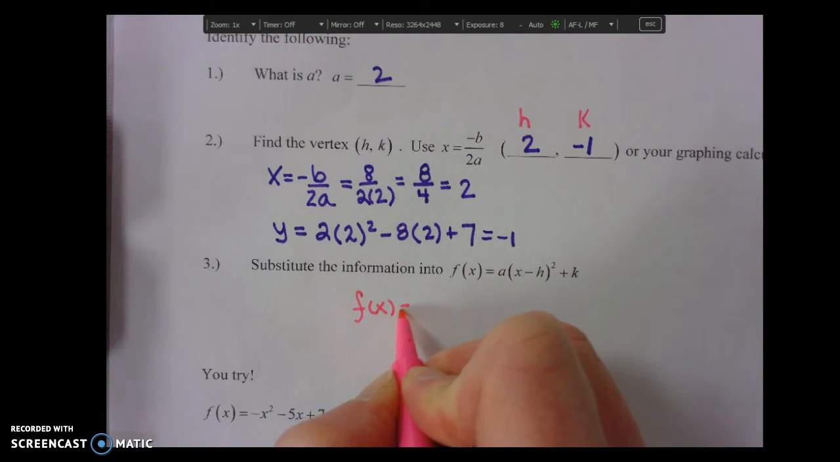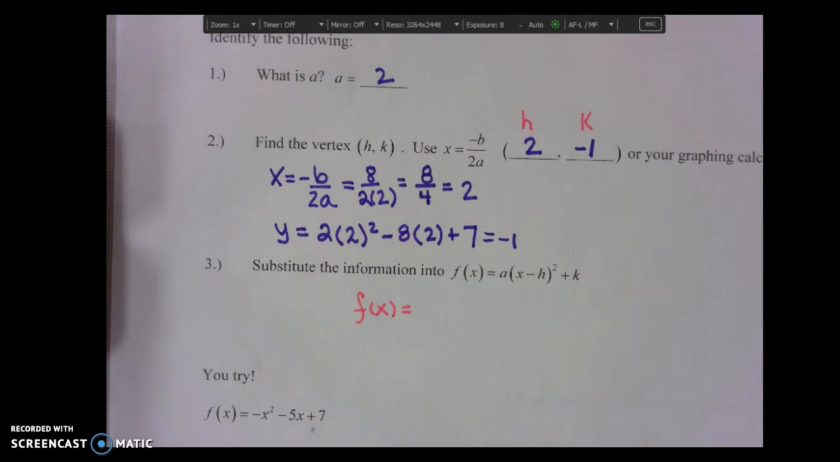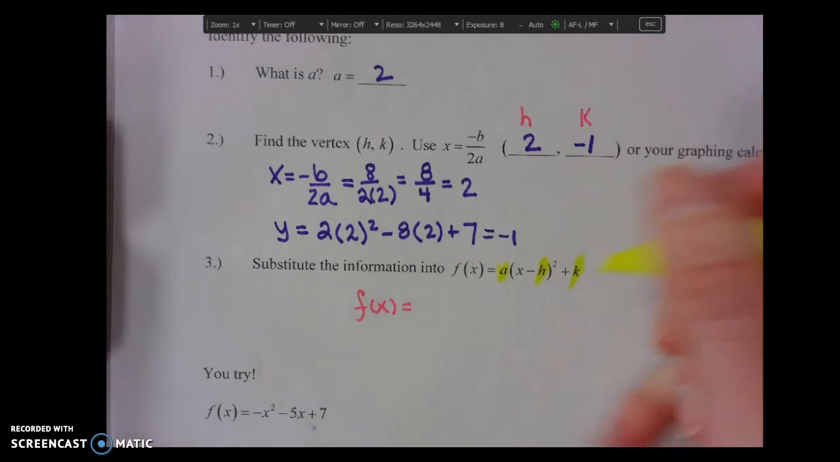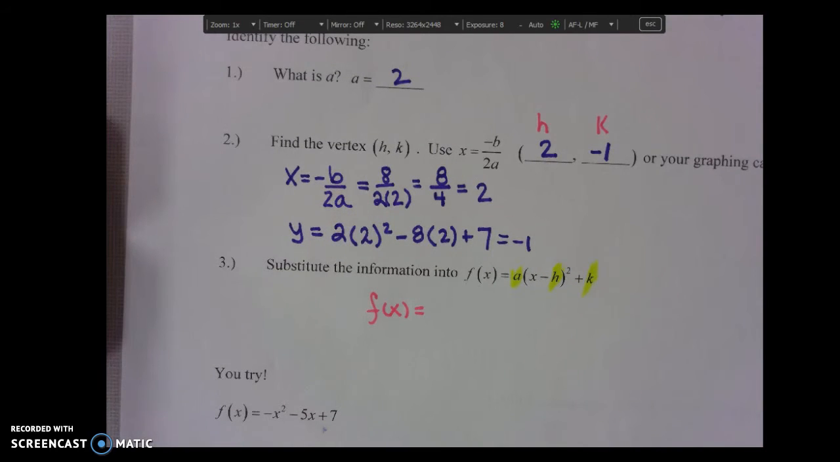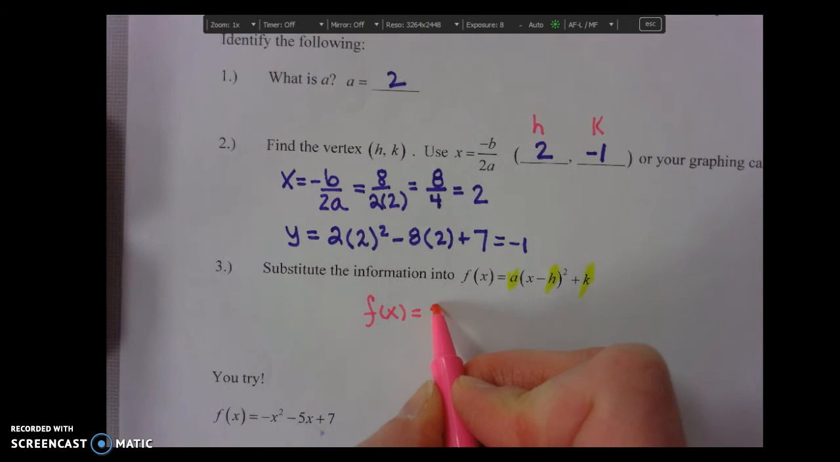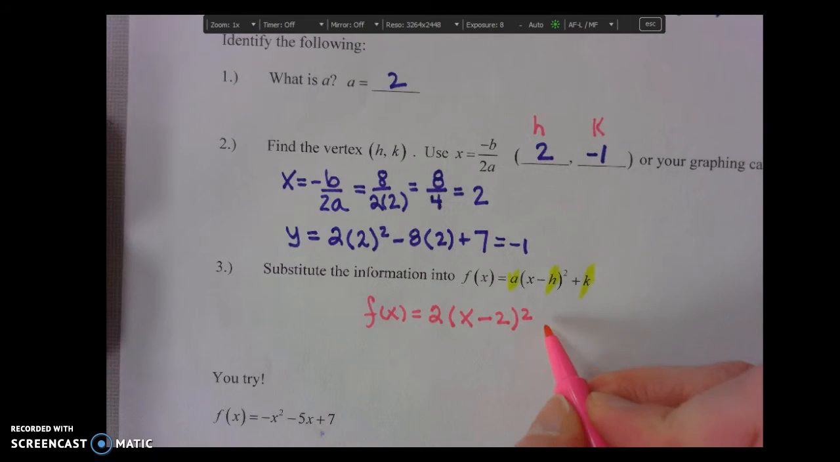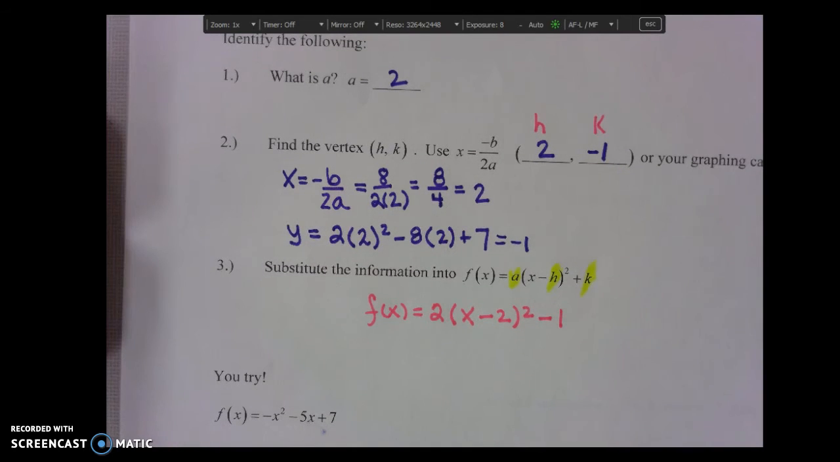So when we are writing something in vertex form, again, you remember you are replacing these 3 letters, A, H, and K. You should still have f of x or y in your equation and the x. We already said A was 2, x. H is 2, -2. K was a -1, and that's it. And that is it. So all we did was rewrite the equation.